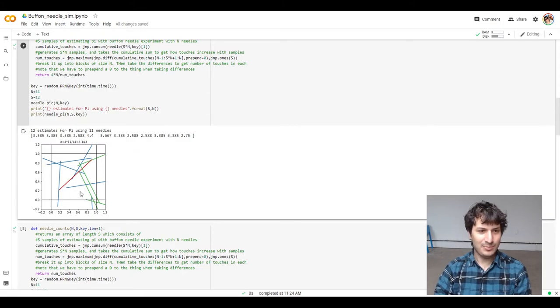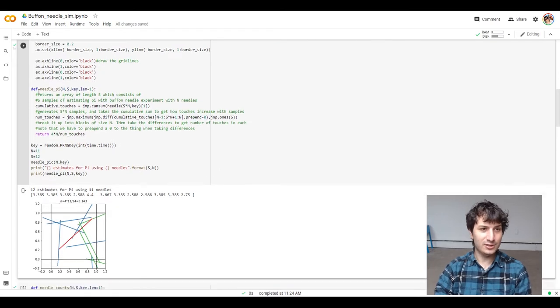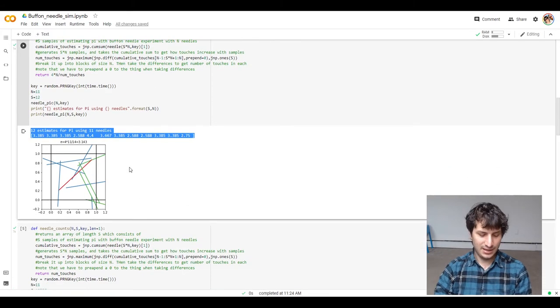And if you add it all up, you get the total number of touches. In this particular experiment, it came out to exactly 14. So this one is exactly like what happened in the main video, where the number of touches came out to 14, and the estimate for pi is 22 over 7, which is 3.143. This other function, needle pi, what it does is it runs the experiment more than once. So here are 12 estimates for pi with 11 needles.